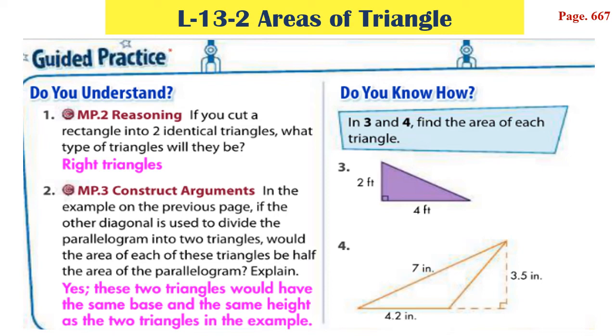Now let's move to the second part. Do you know how? Read the direction. In 3 and 4, find the area of each triangle. What is the answer for question number 3? Very good. It is 4 square feet. Well, who got the 3 square inches?